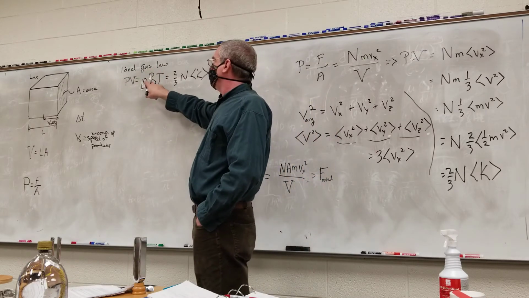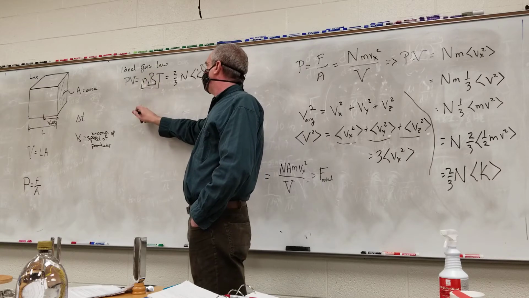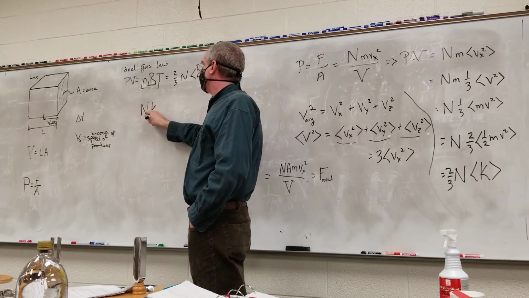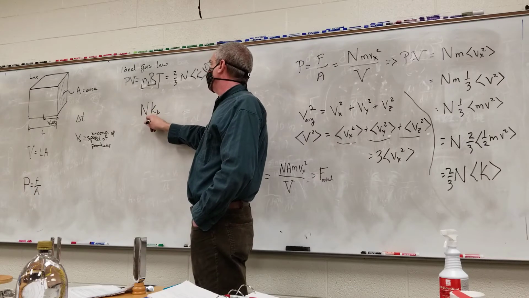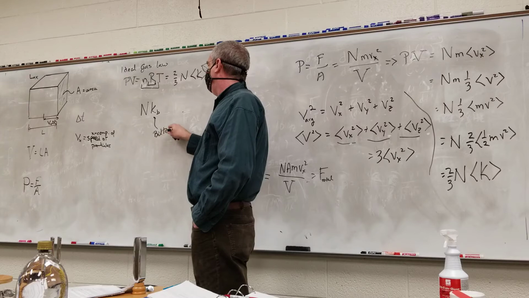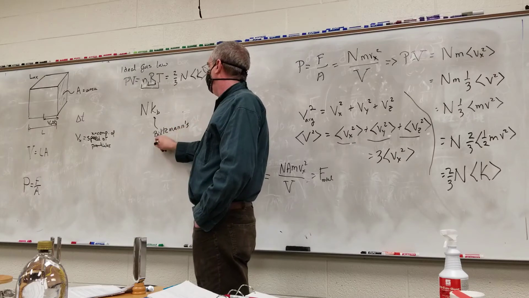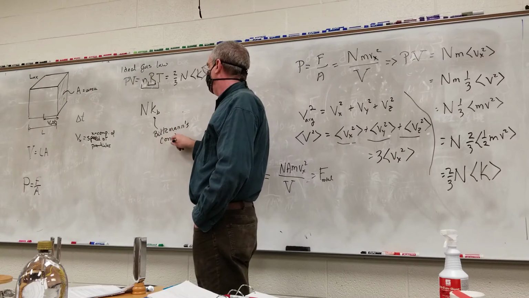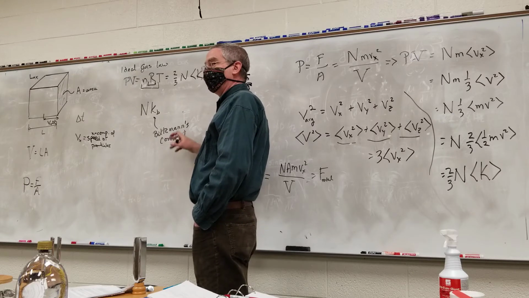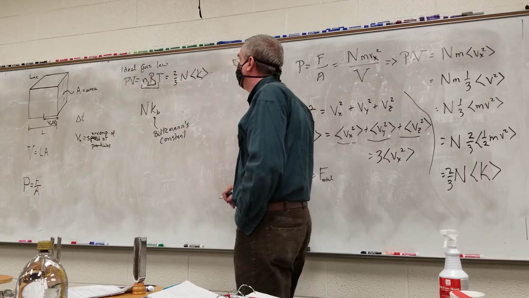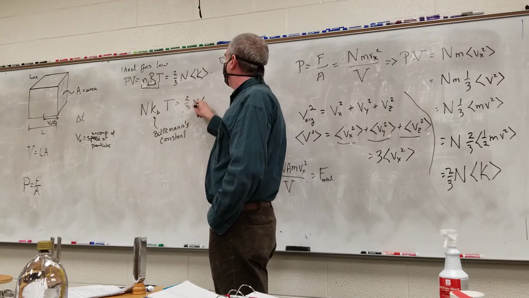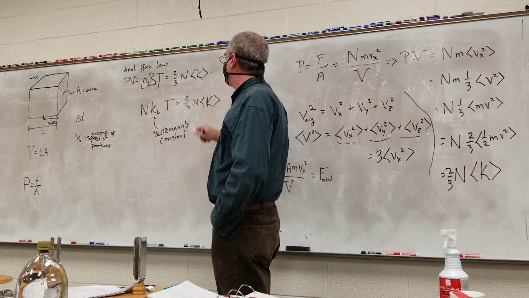So this number of moles times the gas constant is actually equal to the number of particles times a different constant, a lowercase kB. This is known as Boltzmann's constant. I know it's going to shock you, but it was named after Boltzmann. So N kB T is equal to 2/3 N times the average kinetic energy.